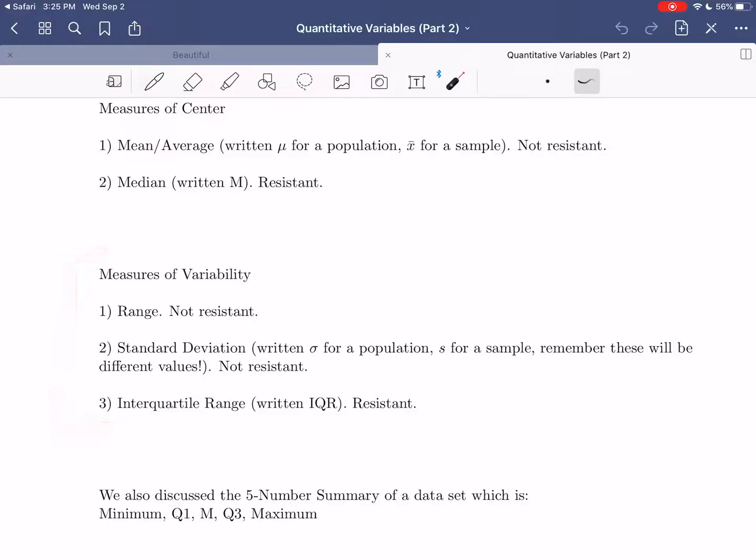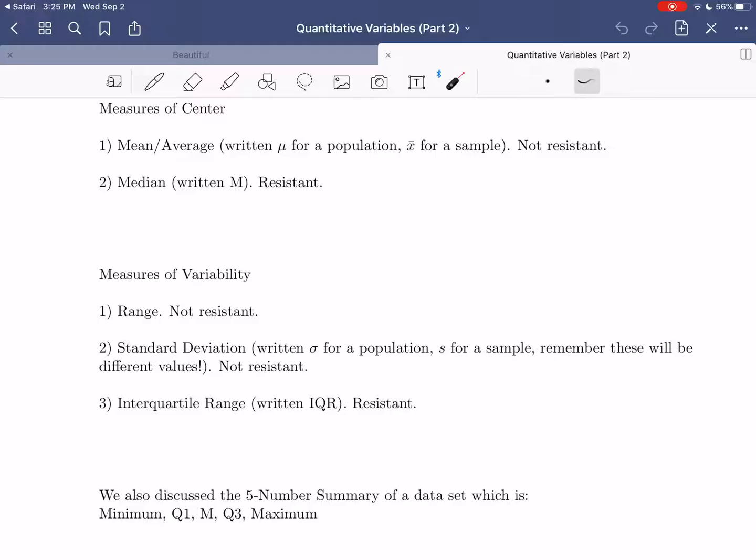We also discussed three measures of variability. The first, which was very basic, was called the range. Remember, the range is just simply the maximum minus the minimum. It's not particularly interesting, and it is certainly not resistant, but it is something we at least have mentioned, so we should remind ourselves of it. The second one, which was very important, was the standard deviation. Remember that when we write it with a lowercase sigma, that means that we're talking about the standard deviation of a population, and a lowercase s means that we're talking about the standard deviation for a sample.